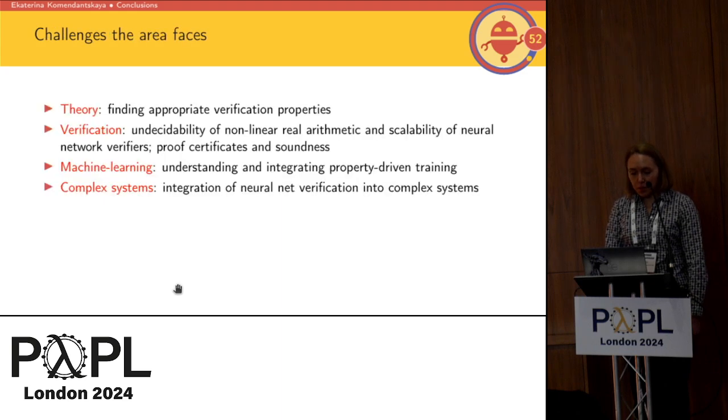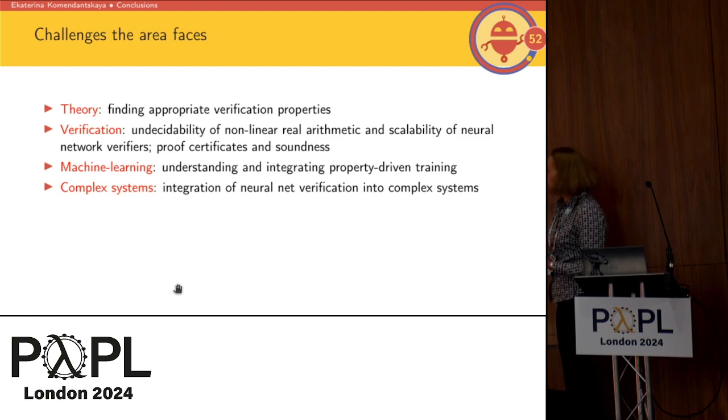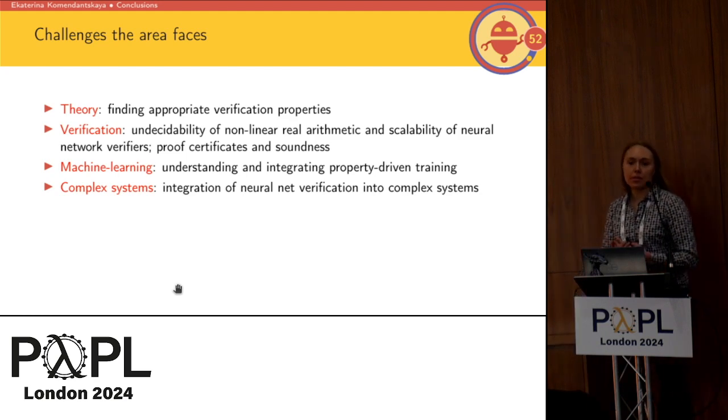Okay, so to conclude, we have seen challenges in this area, and we've seen that they don't necessarily come from declarative languages or from semantics. There is a theory of neural nets where you need to talk about what kind of properties you want to hold. There are a few problems on the verification side that SMT solving and similar communities are trying to solve. There are problems on machine learning side. There are problems on complex system engineering. All of these are there.